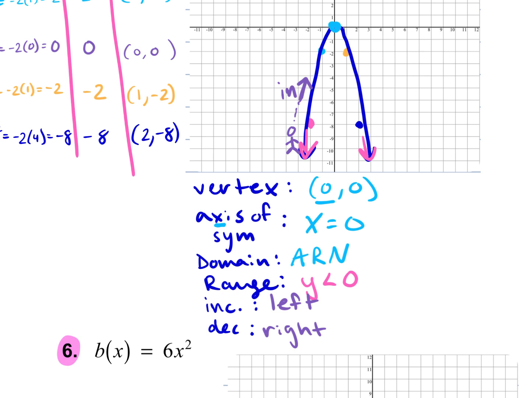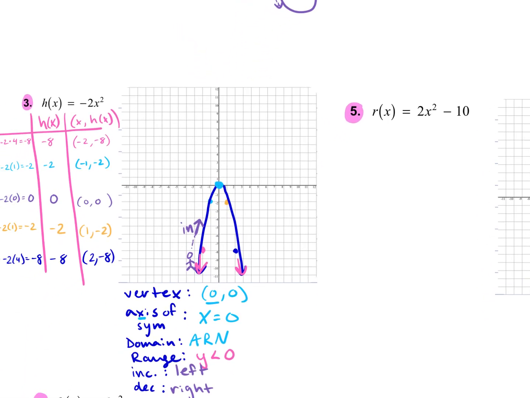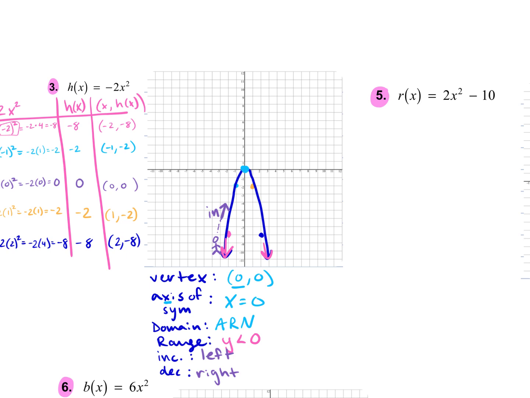What would one like increasing right? Like, what would that look like? If you had one that looked like this, when we walk along the graph, we're walking downhill. So we'd be decreasing on the left, increasing right. Any questions here? All right, let's do it again.